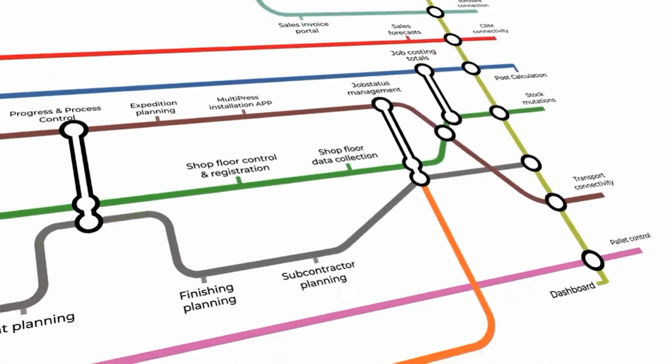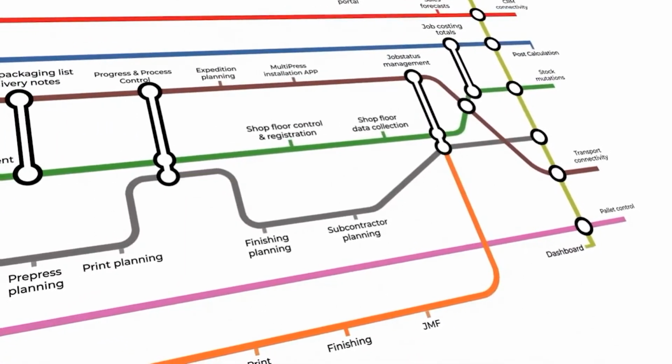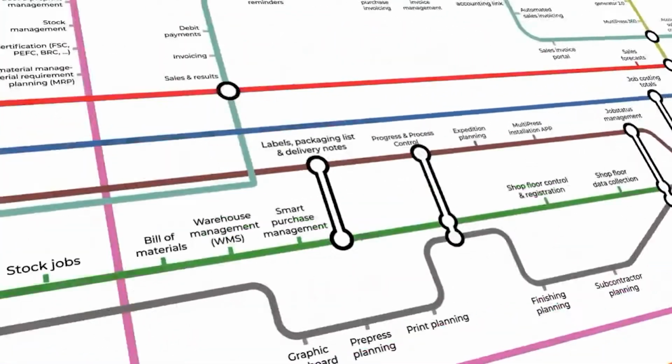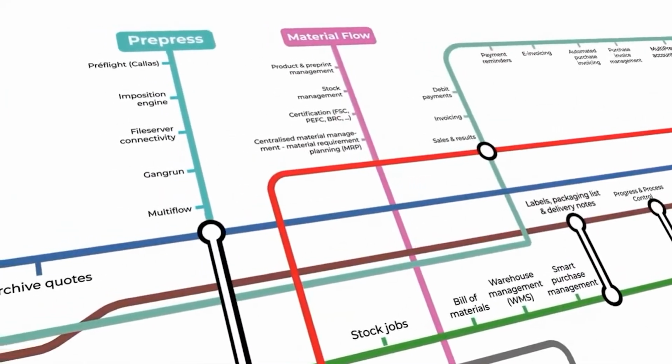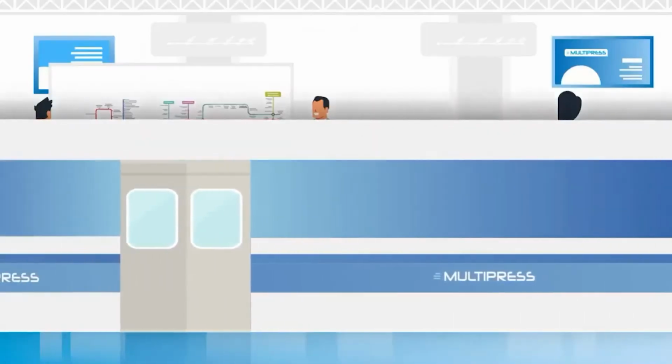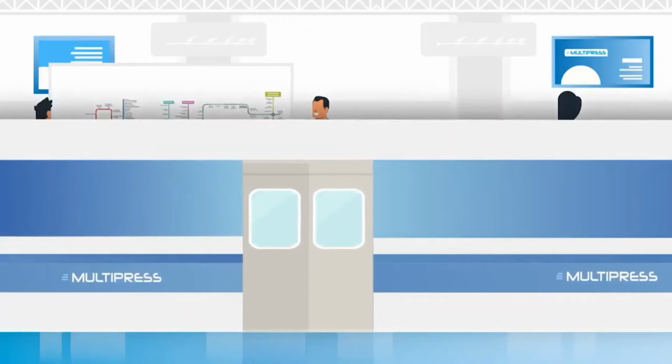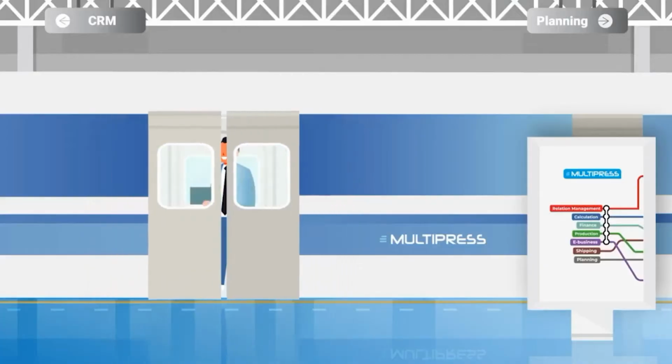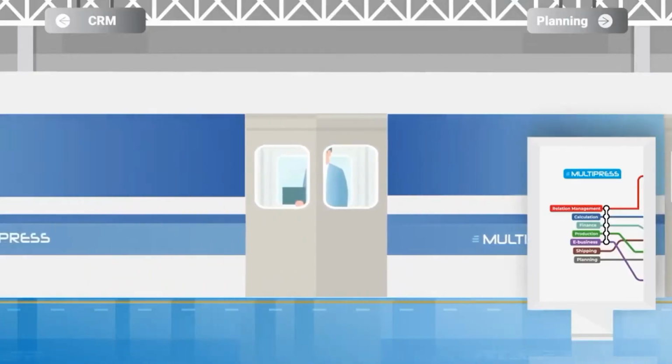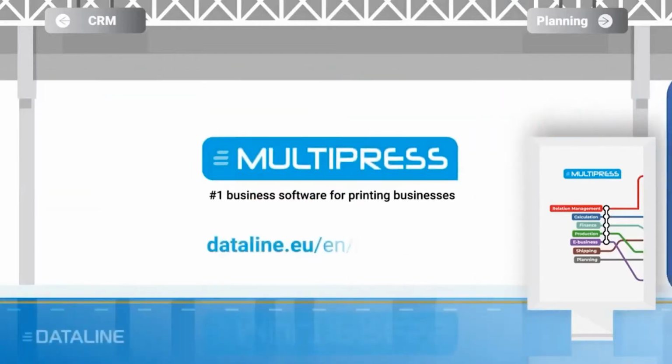For each process, MultiPress guides your company along the shortest track. This makes MultiPress the most unique solution. It is the only way for your company to realize more profit, faster turnaround times, higher margins, fewer errors, and less loss of time. With MultiPress, you choose the perfect route to efficiency.